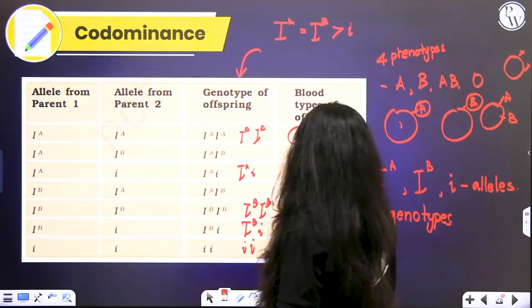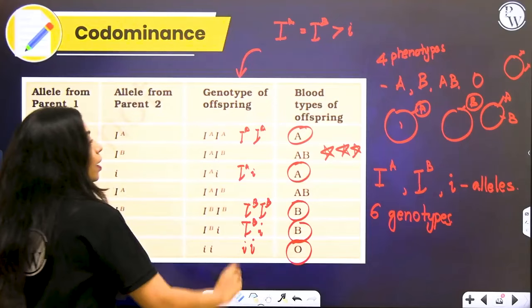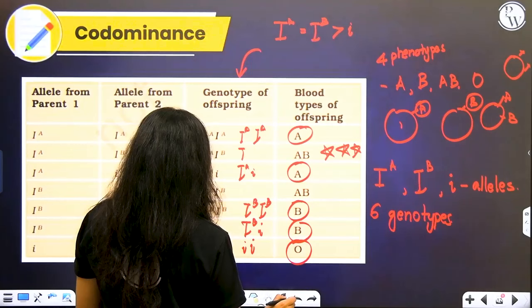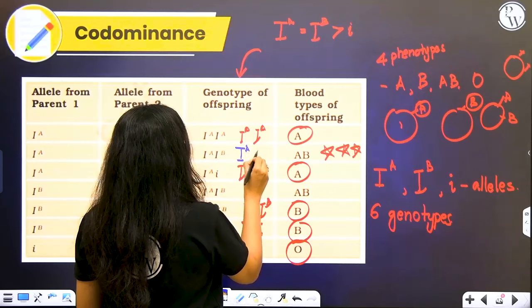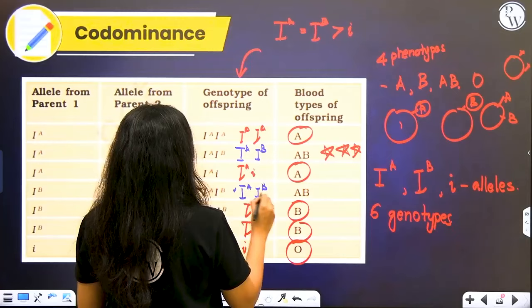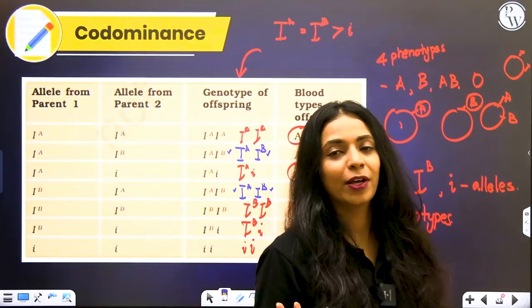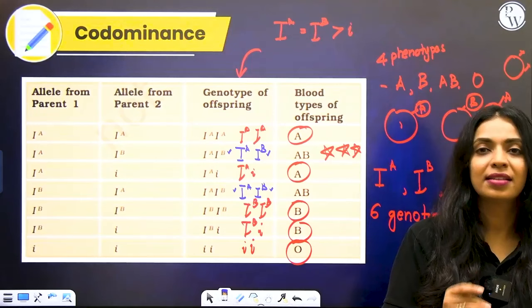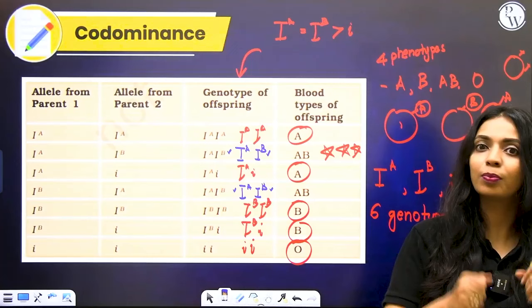But if you look at AB, this is what codominance is about. It's not about any of the others. In the AB blood group, you have IA, IB. Let me use a different color. Use blue. IA, IB. Over here, you have a dissimilar pair of alleles. What did Mendel's law of dominance say? Whenever there is a dissimilar pair of alleles, only one of them will express, the other one will remain recessive. In that case, either A has to express or B has to express. But that's not what happens. Both of them will express simultaneously and you get AB blood group. Because both the alleles, though they are dissimilar, are expressing, we call this codominance.